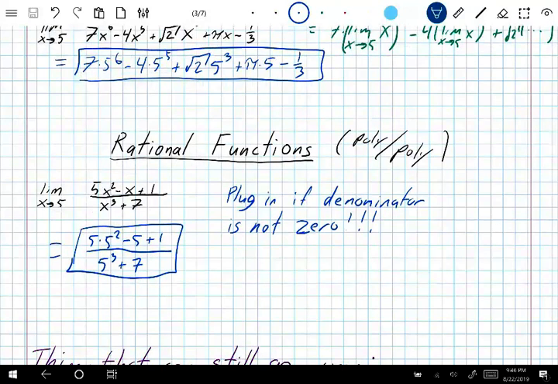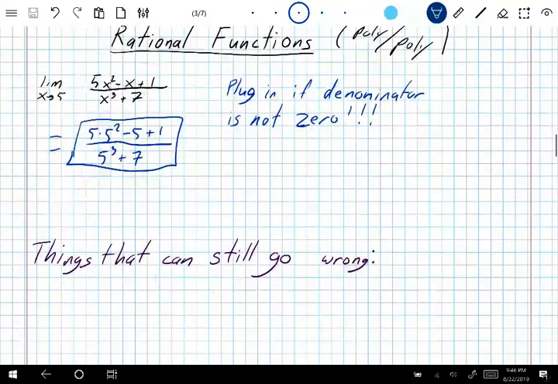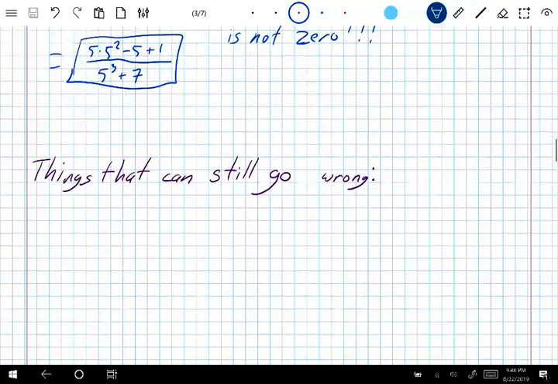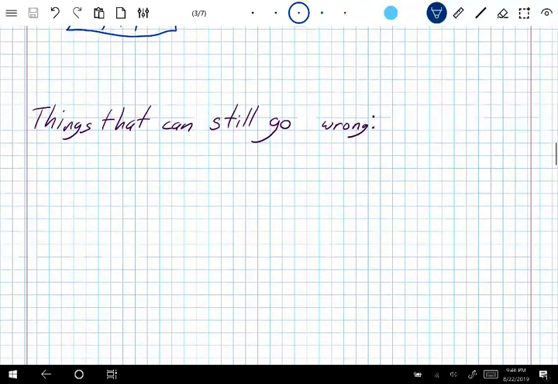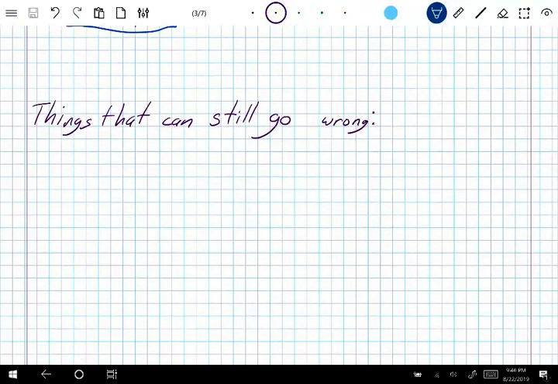So what about when things go wrong? Or rather, what could still go wrong? Okay, so there's a few things that could still go wrong in this case. We could divide by 0.